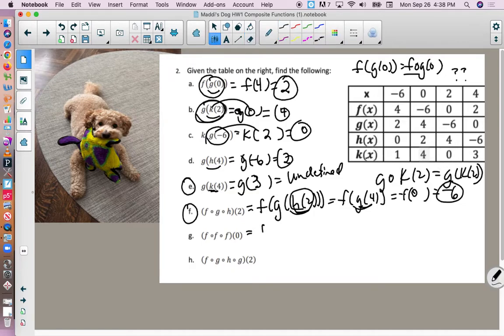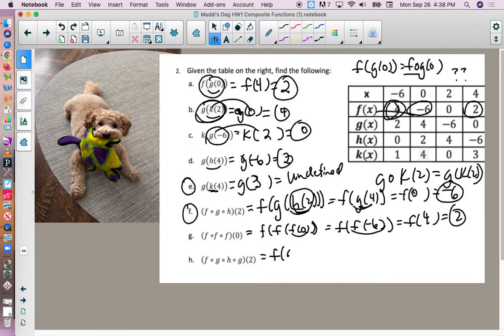All right, this one's interesting. Is F of F of F of 0. So the first thing I have to do is find F of 0. So I have F of F of, now I'm going to find F of 0. All right, so F of 0 is negative 6. Then I'm going to find F of negative 6, which is 4. Then I'm going to find F of 4, which is 2.